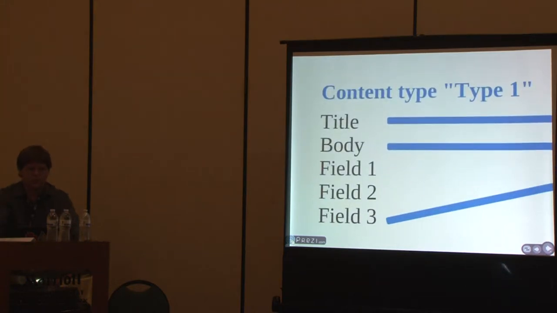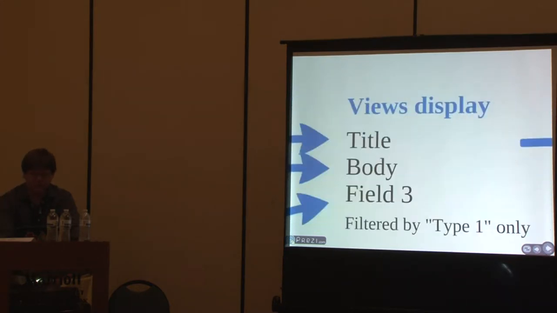So let's create a theoretical content type. I'm assuming you guys know what content types are. Show of hands. Yeah, okay. We're going to create a theoretical content type. I think there was a slide we were going to go to, but I'll come back to it. It has a title, a body, and three fields. Say we have a couple hundred of these on the site. We want to display them.